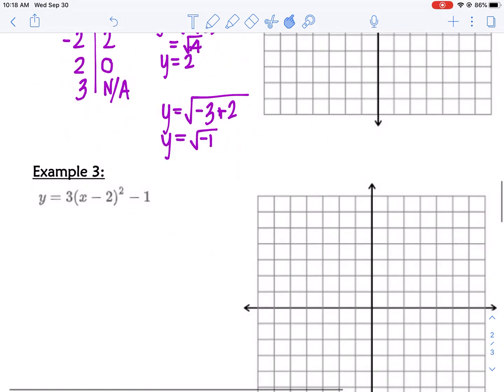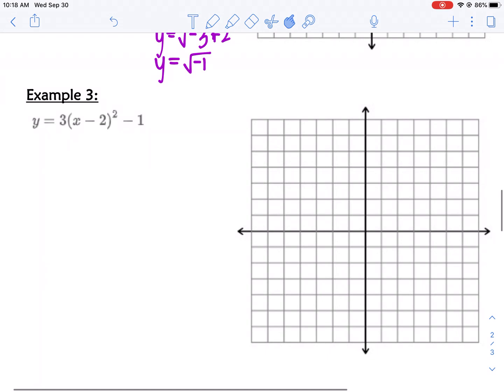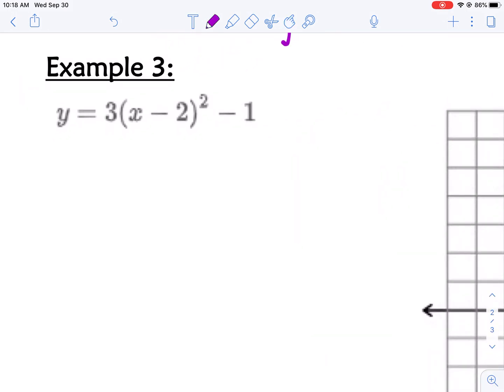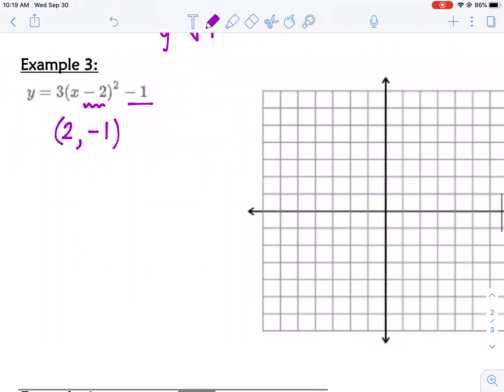Couple more. Example 3, there's no negative sign outside or inside on that x value. So this one's actually super nice. There's no symmetry, no reflection needed. So I can just treat this like a normal fun problem. This -2 tells me go to the right, you do the opposite. This -1, you keep -1. This is your vertex. So if I graph it, 2, 1.